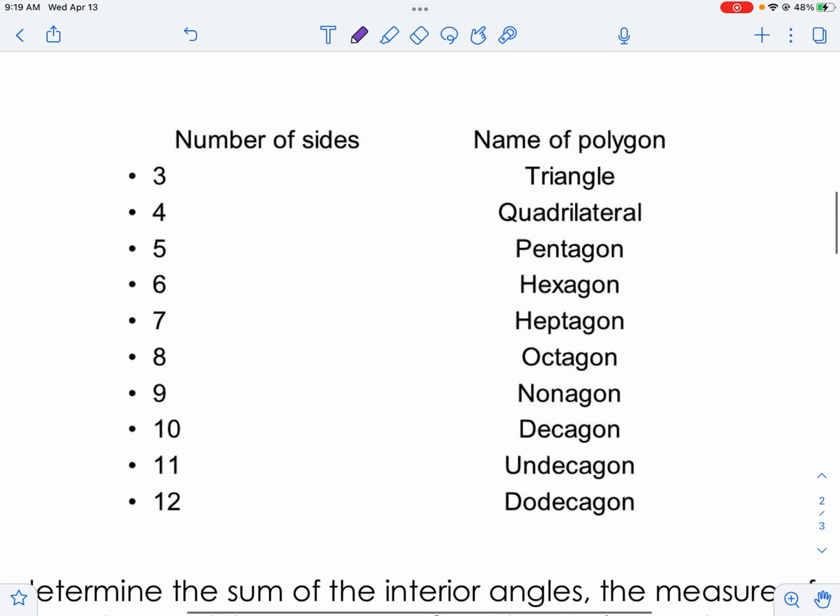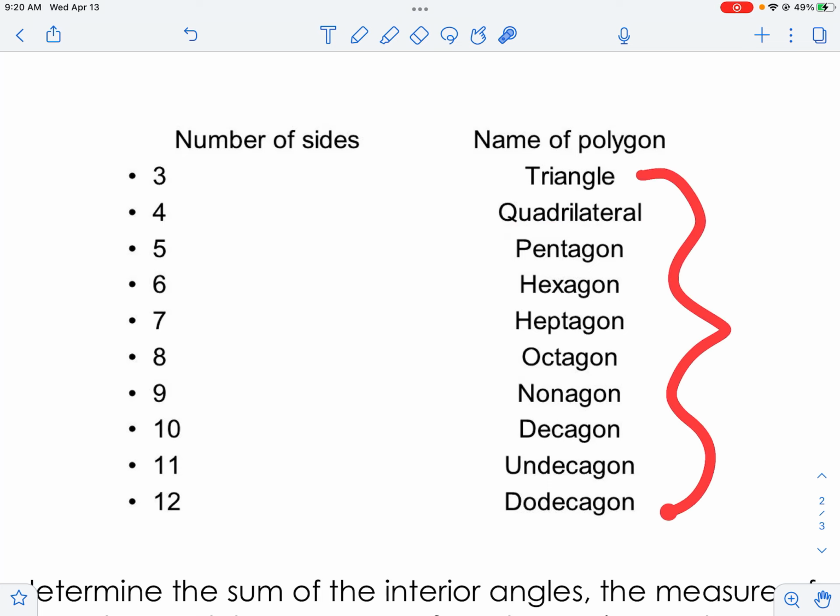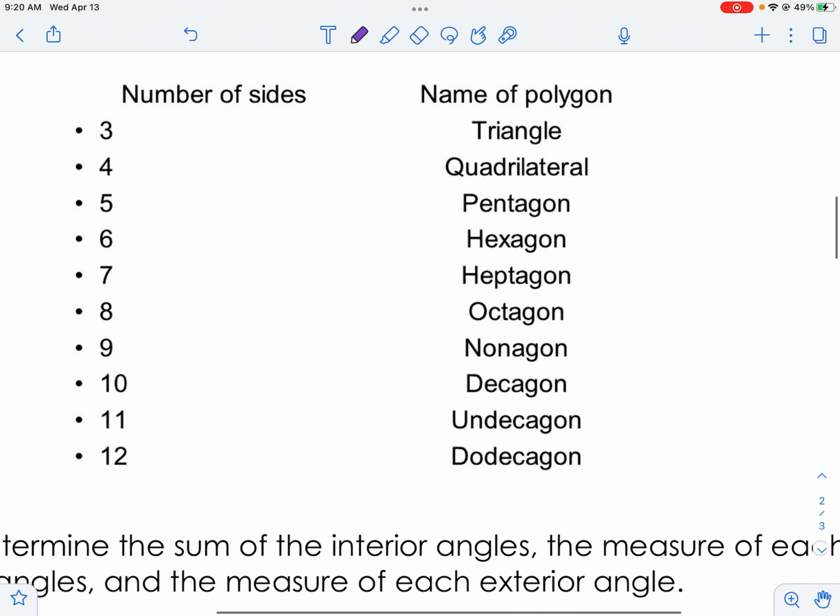Now, it really helps if you know the names of polygons and how many sides each one has. Most of you already know a triangle is 3 sides. We've been talking about quadrilaterals, that's 4 sides. But make sure that you know the rest of these because these are the ones that have specific names. So a pentagon, 5 sides. Hexagon has 6 sides. Hepta, or sometimes called a septagon, has 7 sides. Octagon, 8.